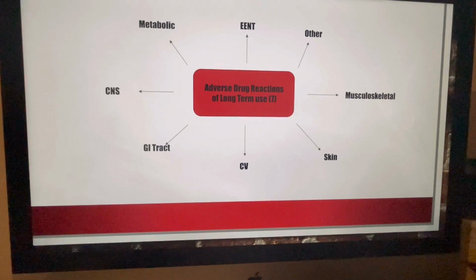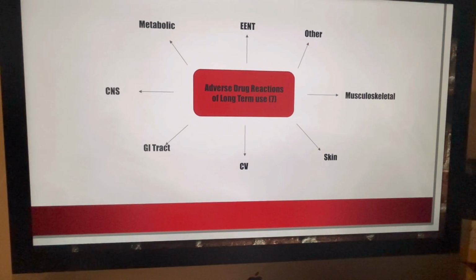Adverse drug reactions. Corticosteroids should not be used long-term as they have many harmful effects in the body, even for a generally healthy man like George. Long-term use of prednisolone can cause life-threatening effects. These include damage to the central nervous system, such as euphoria, insomnia, and seizures. It can cause damage to the cardiovascular system, causing arrhythmias and heart failure. The EENT, so ears, eyes, nose, and throat, such as cataracts and glaucoma.